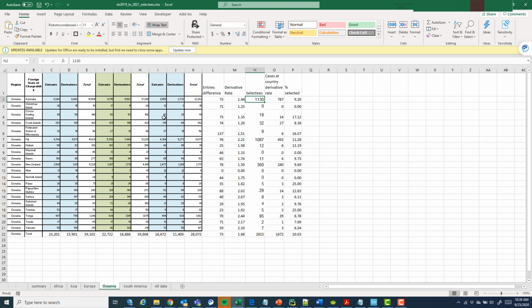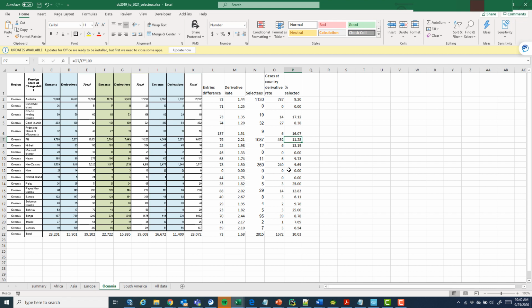There's some little countries here, 82 here. These numbers are statistically not accurate. I'm sure you understand why derivatives and numbers there don't really work at small countries. Fiji has an 11% success rate. Again, very, very good.